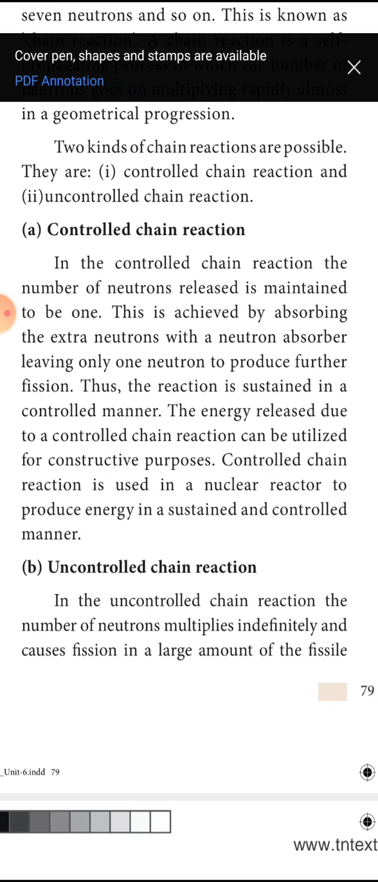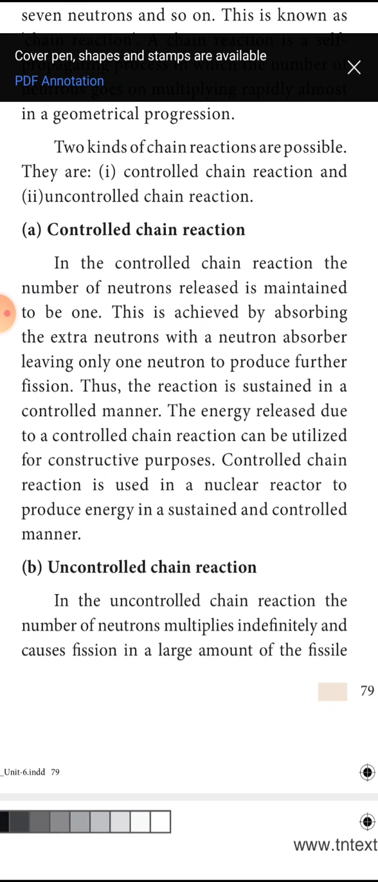The controlled chain reaction can be achieved by absorbing the extra neutrons with neutron absorbers, leaving only one neutron to produce further fission. Thus the reaction is sustained in a controlled manner, safely. The energy released due to controlled chain reaction can be utilized for constructive purposes. Controlled chain reaction is used in nuclear reactors to produce energy in a sustained and controlled manner.